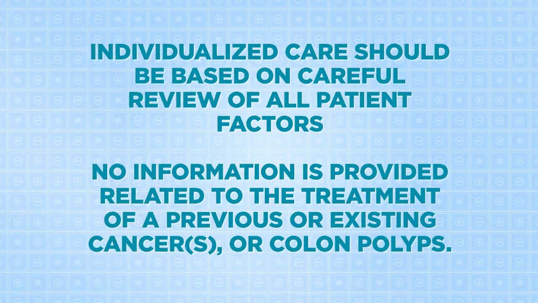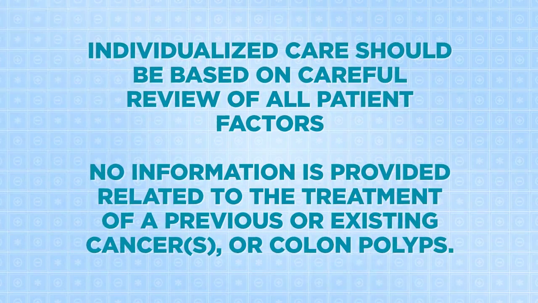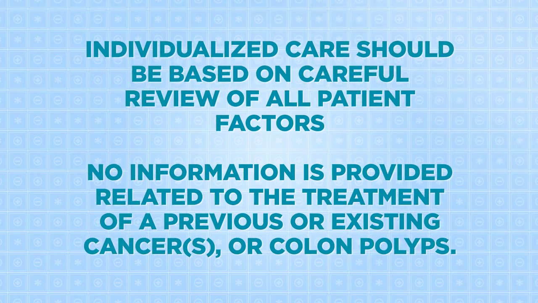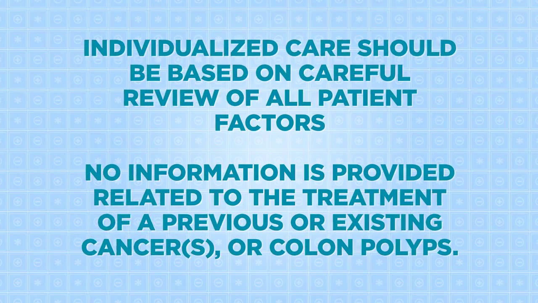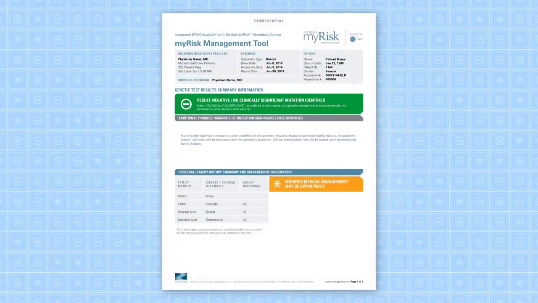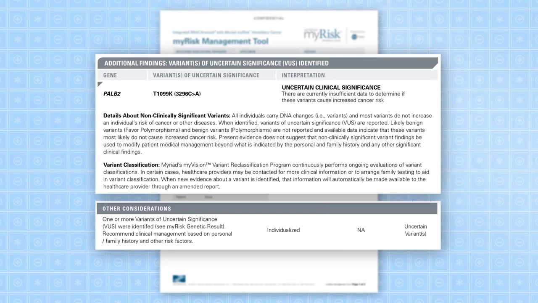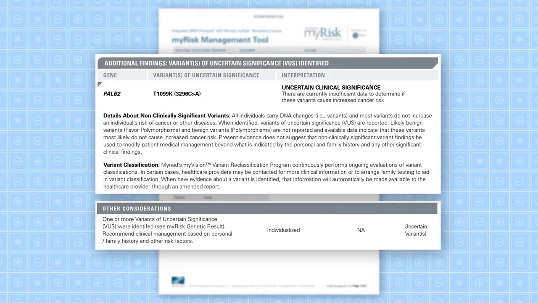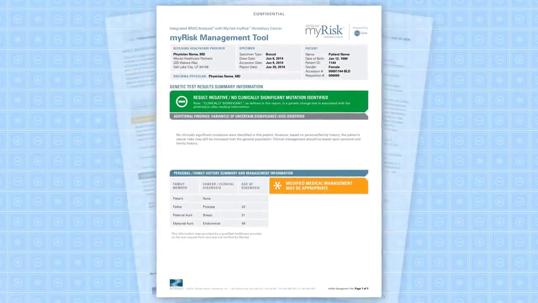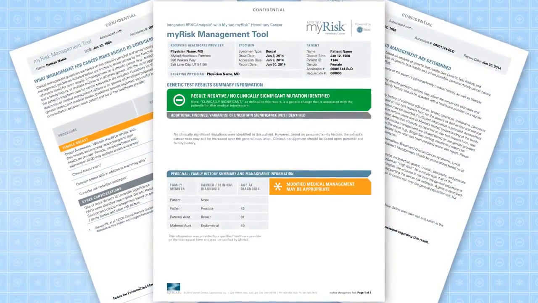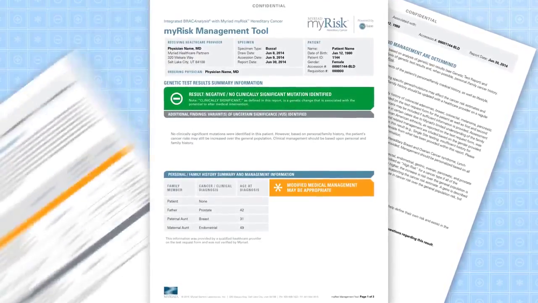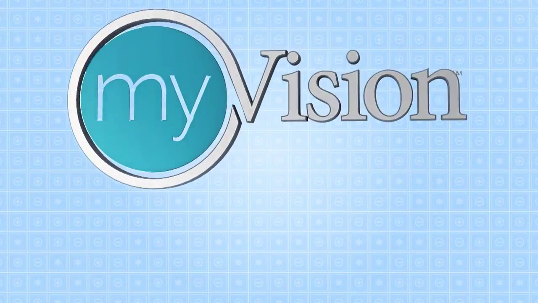As such, no information is provided related to the treatment of a previous or existing cancer or cancers, or colon polyps. If a genetic variant of uncertain significance is identified, there will also be a gray box in the management table to note that it is not currently considered clinically actionable. It is important to convey that variants of uncertain significance are continually assessed by Myriad's industry-leading variant classification program, myVision.